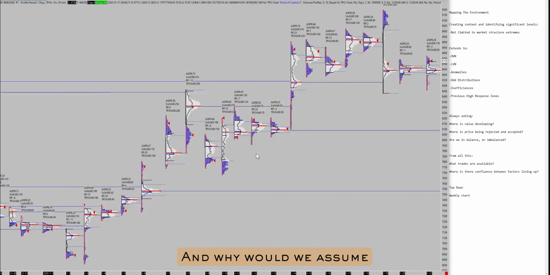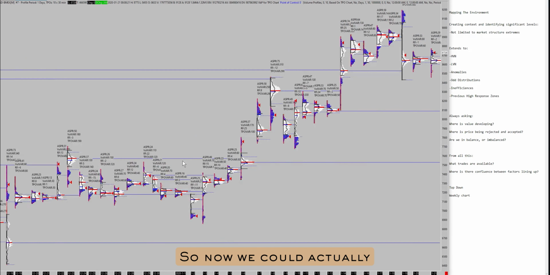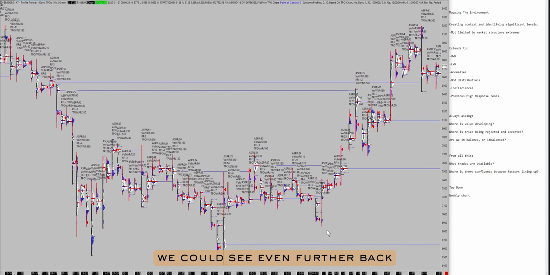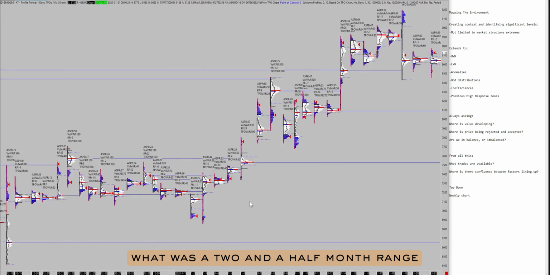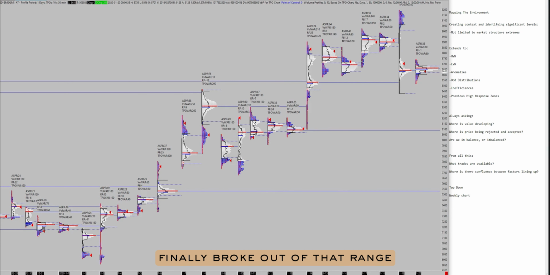And why would we assume that consolidation would lead to continuation in this case? Well, we just came from a very long range. So now we could see even further back. I thought this wasn't loaded completely. We came from what was a 2.5 month range, finally broke out of that range. And one of the first indications of acceptance is all the volume that we had through here.